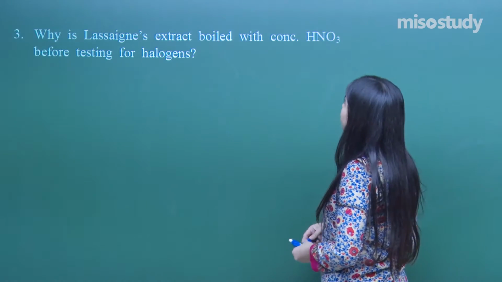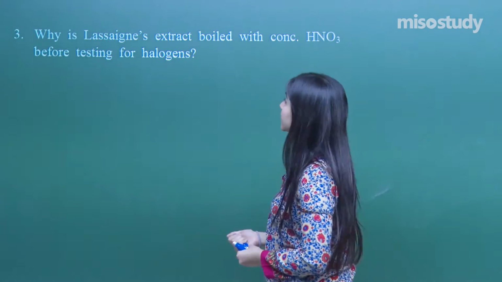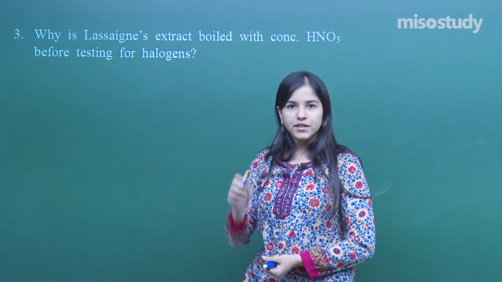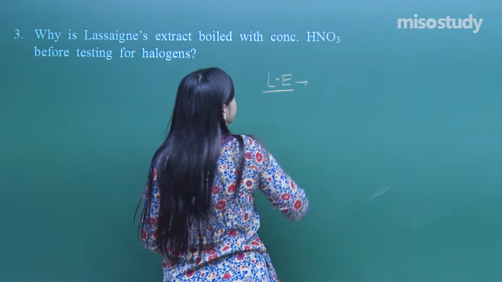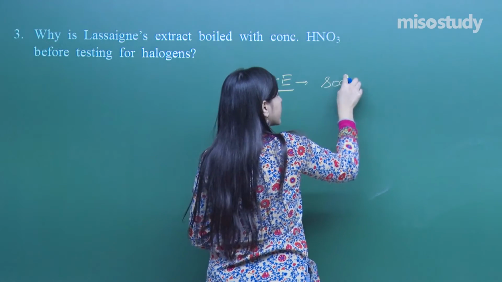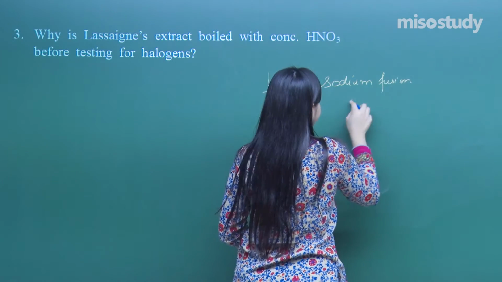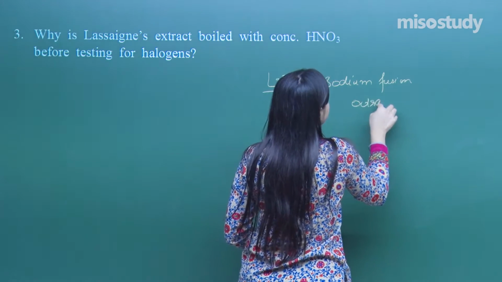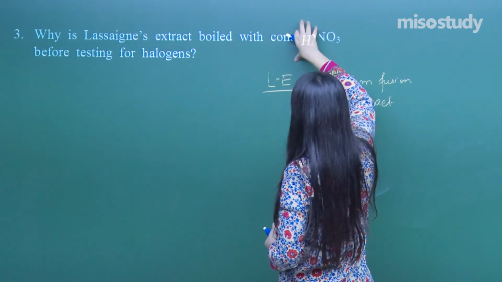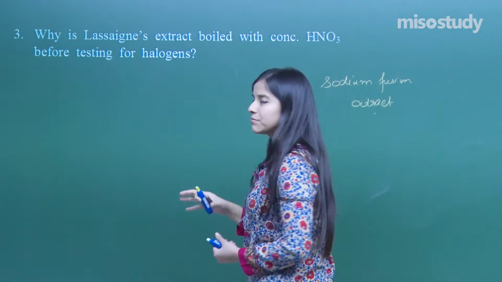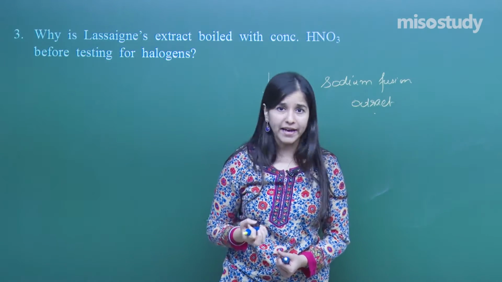Why is Lassaigne's extract boiled with concentrated HNO3, nitric acid, before testing for halogens? So what is LE first of all? Lassaigne's extract, sodium fusion extract, yes. So LE is sodium fusion extract. When we do sodium fusion, it means I have taken some organic compound.